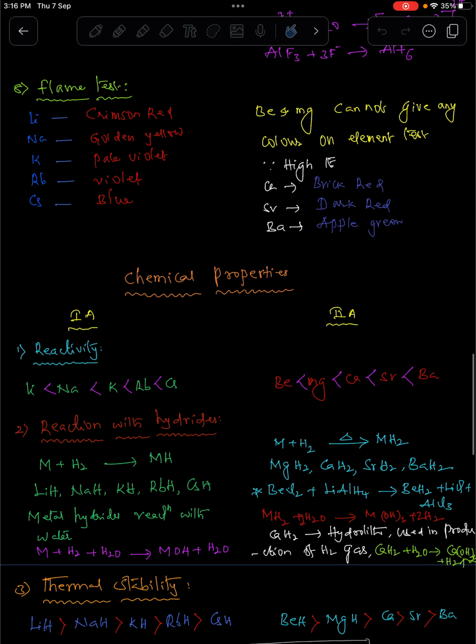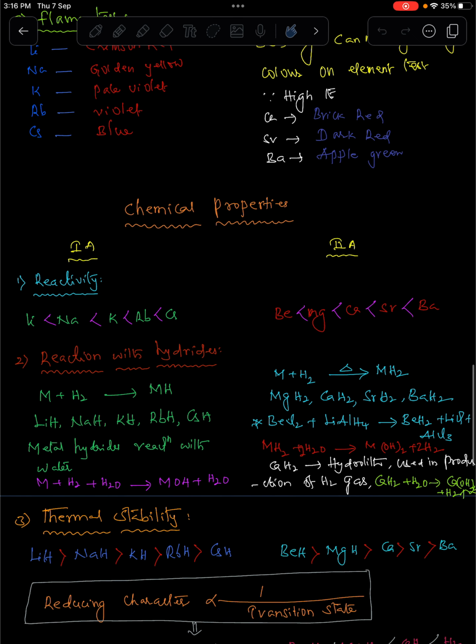Now let us see chemical properties. In 1A group elements, if you see reactivity, from lithium to cesium reactivity increases. Same in the case of 2A, from beryllium to barium reactivity increases. Next, let us see reactions with hydrogen. When the metals react with hydrogen, they form hydrides. So generally 1A group elements when they react with hydrogen form metal hydrides of type MH. So here the metal is nothing but sodium, potassium, rubidium, cesium, right?